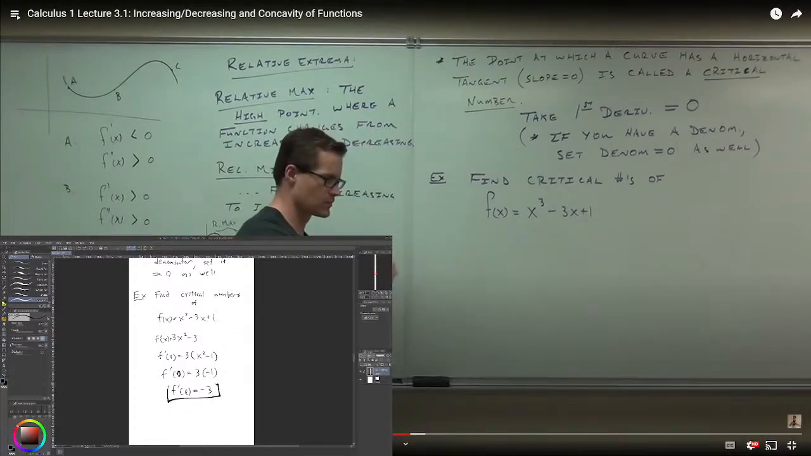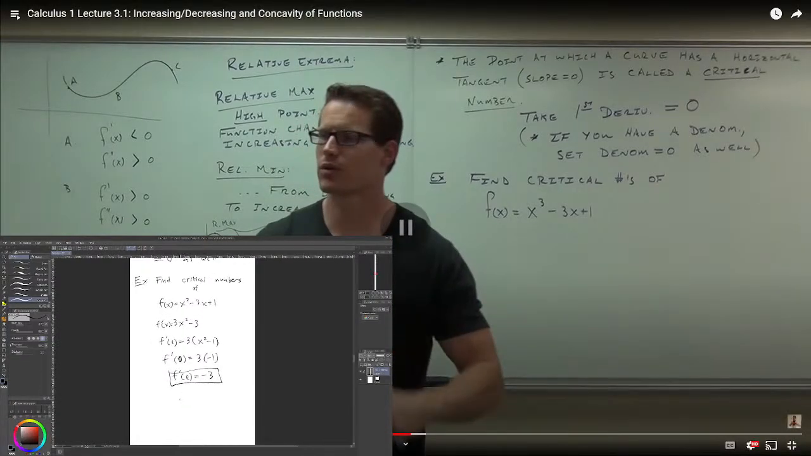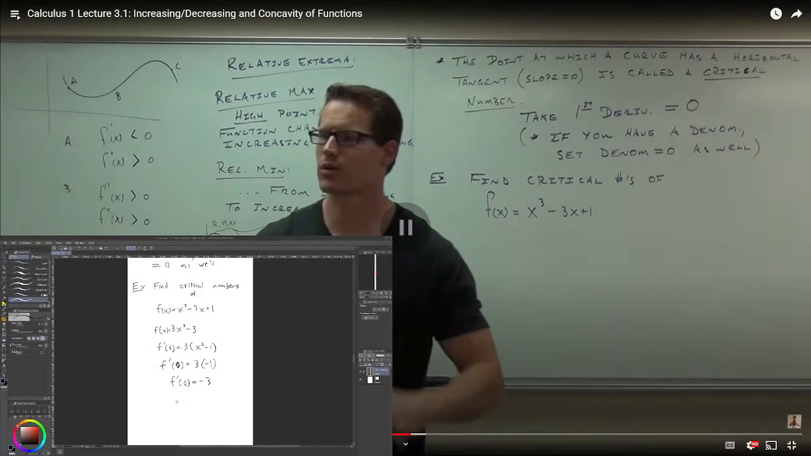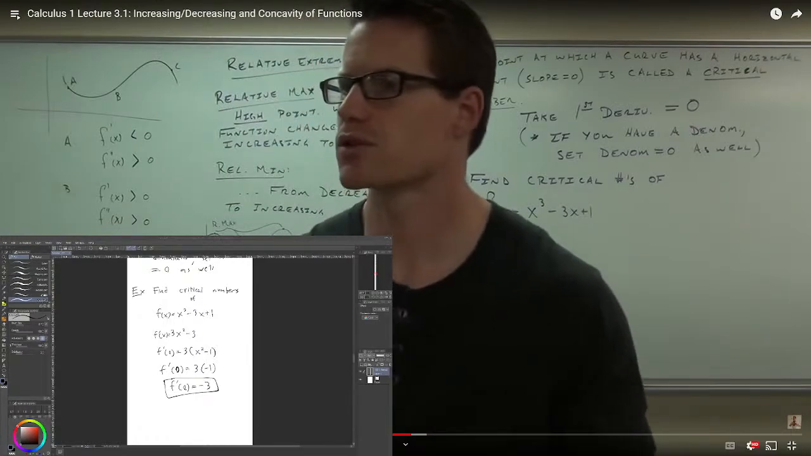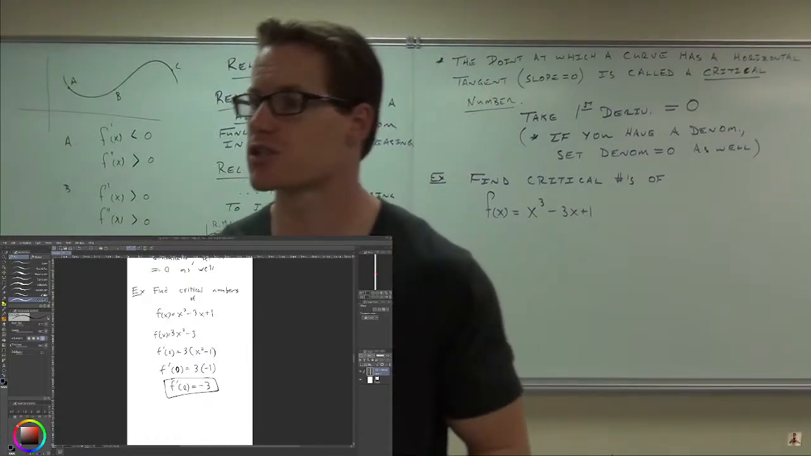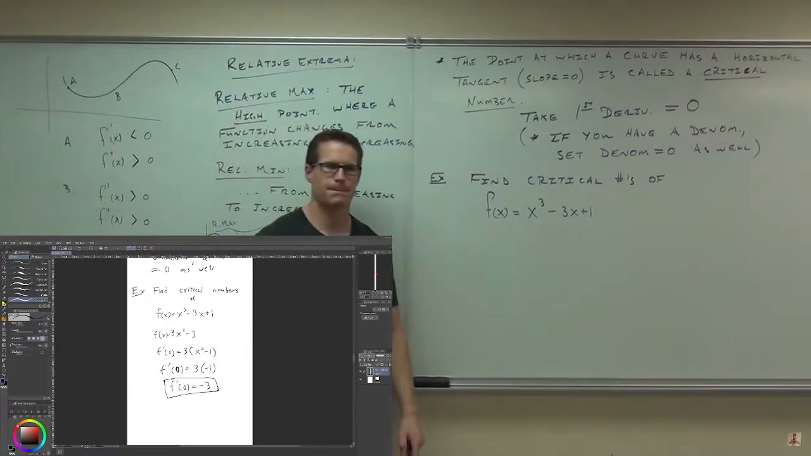Find the critical numbers of that thing. What are we gonna have to do to find the critical numbers? Well, critical numbers involve slope, right? It asks where the slope equals 0, so find the slope function right now. That means take a derivative. Go ahead, take a derivative.